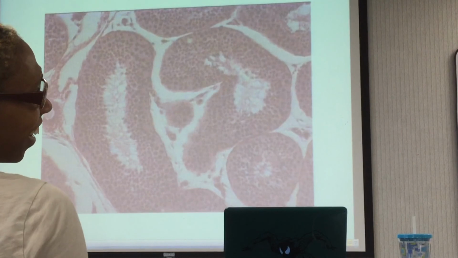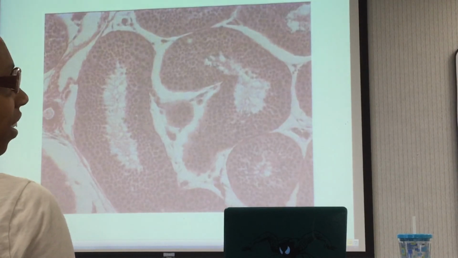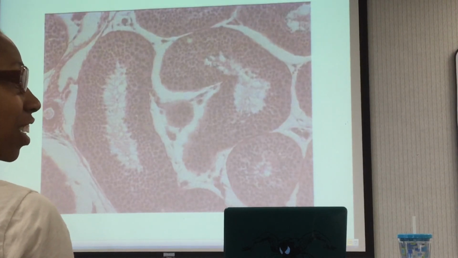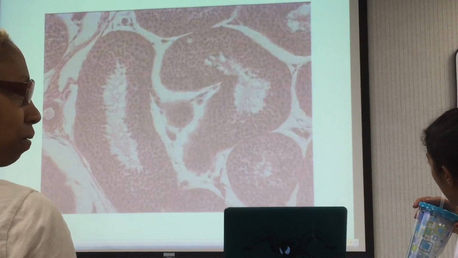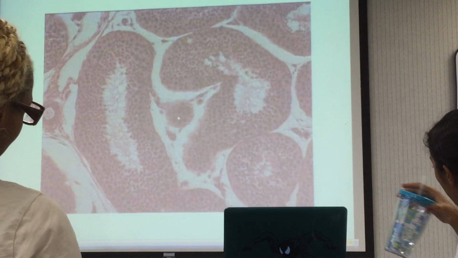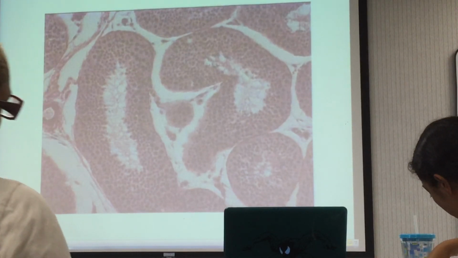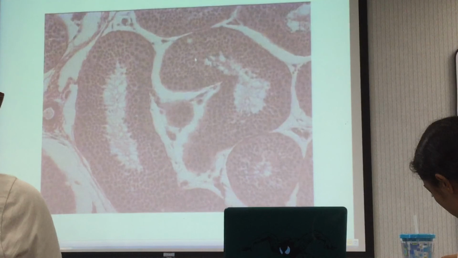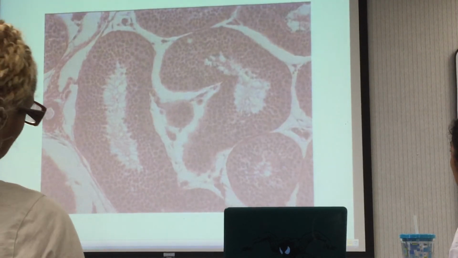What is it? Interstitial cells of the testes, or Leydig cells. What do they secrete? Testosterone. Without testosterone, males cannot have sperm production. Okay? So what are all those dotted structures? These are sperm in the process of formation.